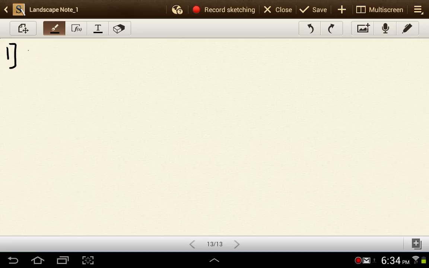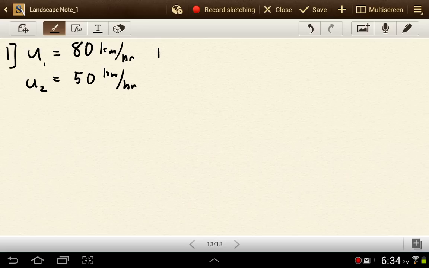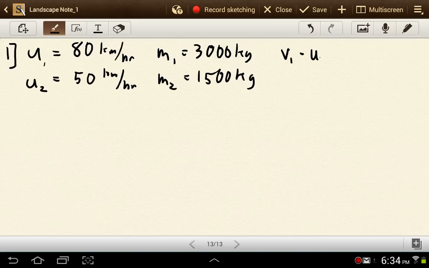Indy was going, I believe, at 80 kilometers per hour. The German officers were going a mere 50 kilometers per hour, and Indy rear ends them. Indy's truck has a mass of 3,000 kilograms. The German officer's truck has a mass of 1,500 kilograms, and so we want to know what's the change in velocity for Indy's truck, and also the change in velocity for the officer's car.